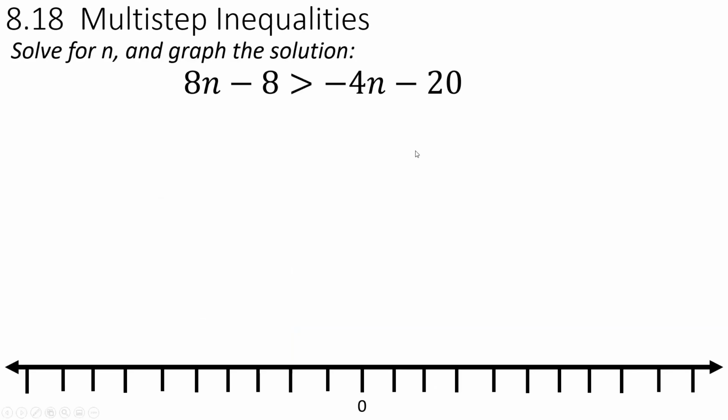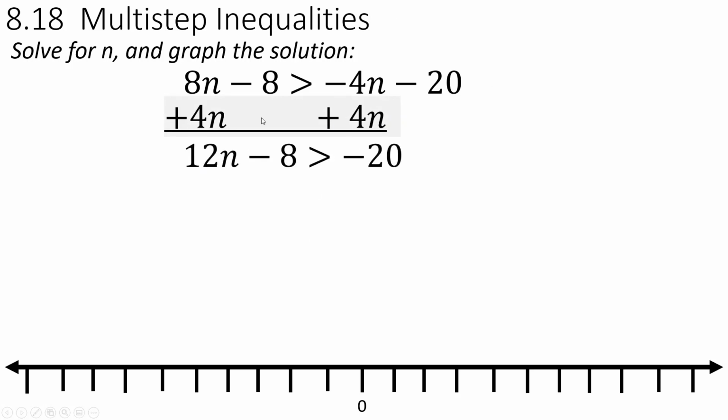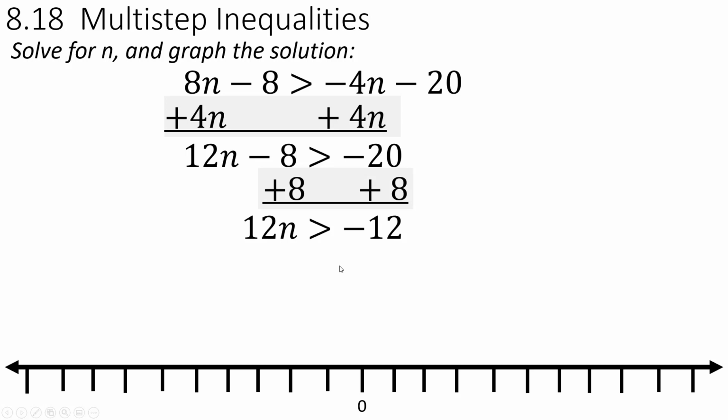All right, the next one. Same process as the equation that we just did. Let's get all of our n's on one side and all of our constants on the other. So I'm going to go ahead and get rid of this negative 4n by adding 4n. That's going to give me 12n, and then take away 8. Everything else drops. That negative 4n and 4n cancel out. Now I'm going to add 8 to both sides, and I get negative 12. I'm going to divide both sides by 12, and you get n is greater than negative 1.